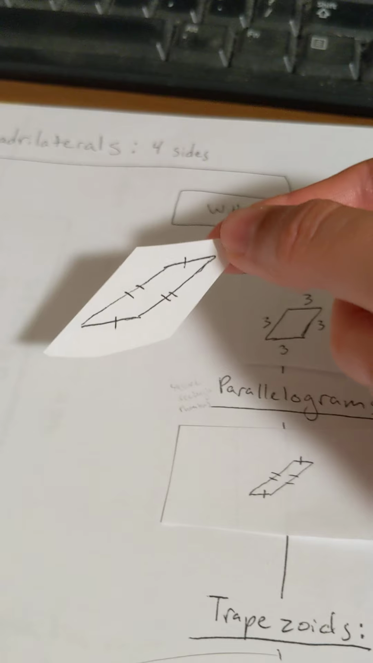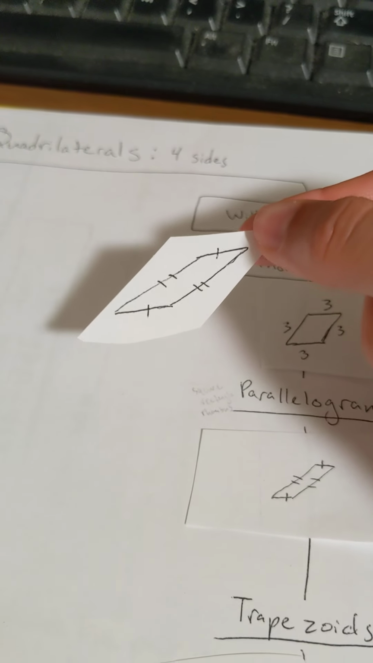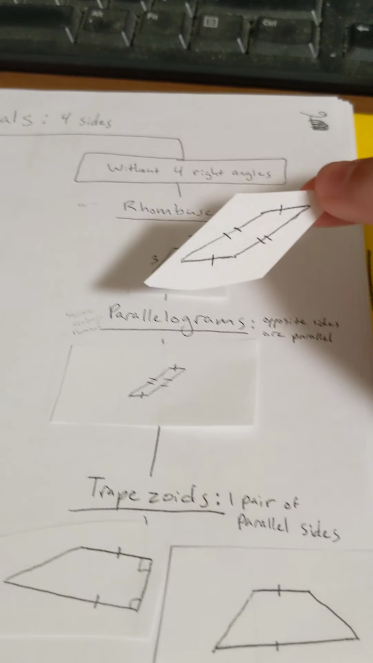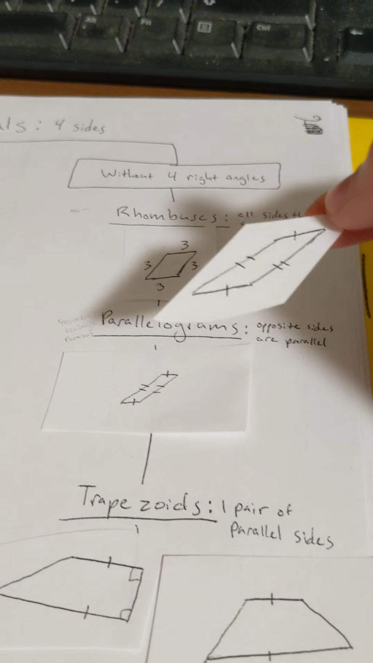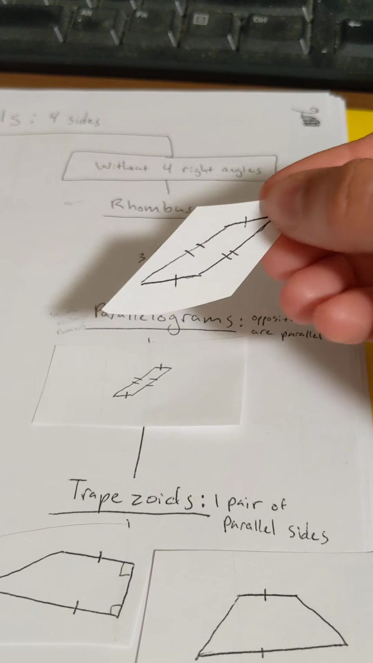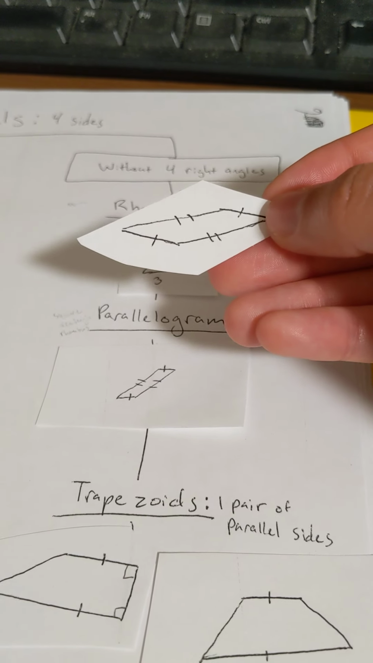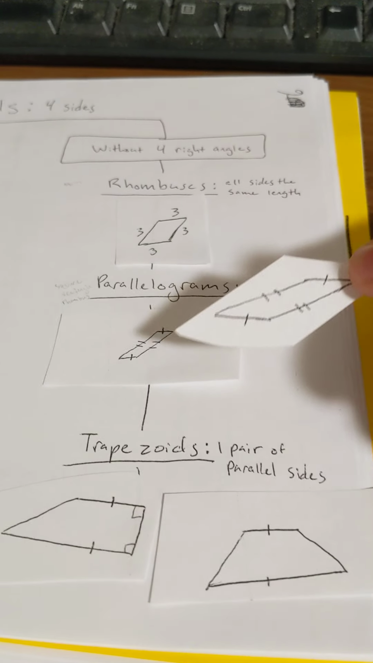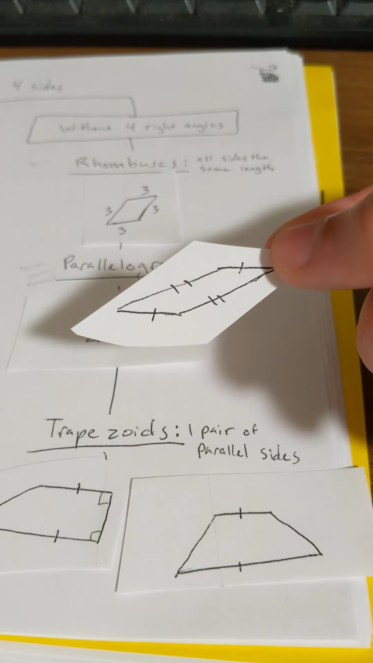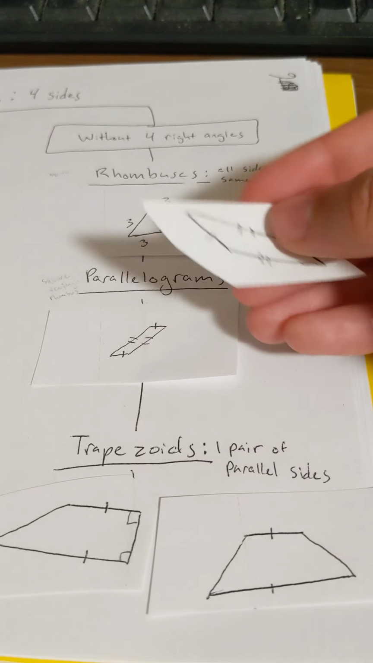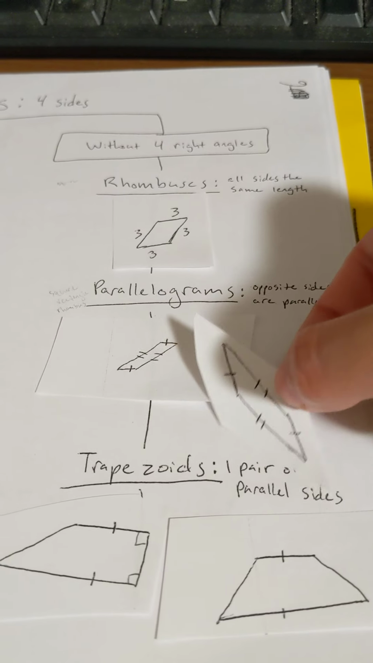Okay, so do we see 4 right angles? Nope. So we're going to be on this side without 4 right angles. Are all these sides the same length? No, they're not. Are opposite sides parallel? Yeah, they are. So we can leave this right here.